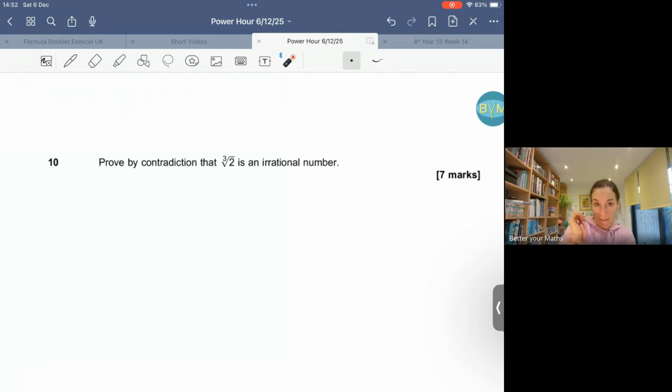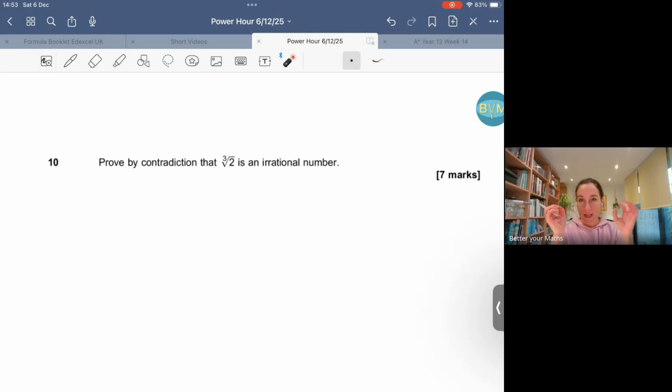By contradiction. So you learn proof by exhaustion, proof by deduction, and proof by counterexample in year 12, and you learn proof by contradiction in year 13. Some questions won't tell you what method to use. It's up to you. Some questions will, like this one. Do you all remember how we do proof by contradiction?